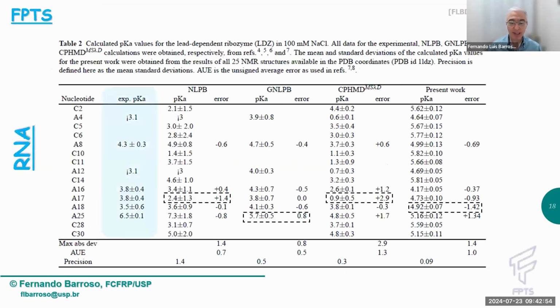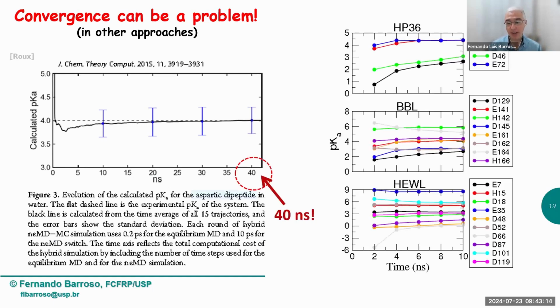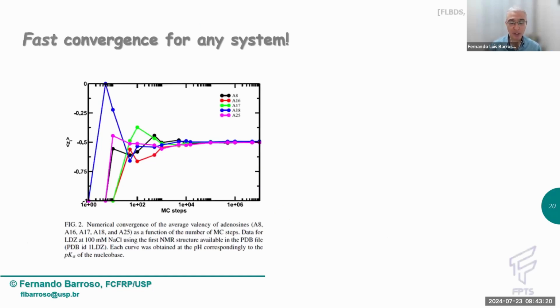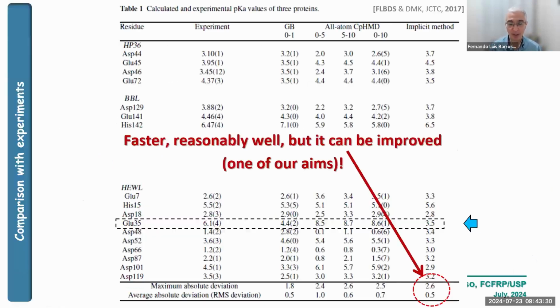I'm jumping a few slides. We have done comparisons with nucleic acids as well. But one good point to highlight here is convergence. In our simulations we don't have the convergence problem that other approaches have. You can see that it takes about 40 nanoseconds for some systems to converge in different approaches, and in other cases a little bit less, but typically convergence is an issue. In our case, in just a couple of Monte Carlo steps, we have it converged. And in terms of CPU time, it takes fractions of minutes. So this is something very positive.